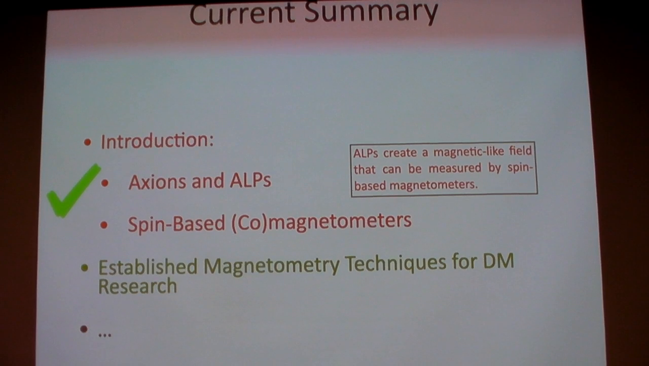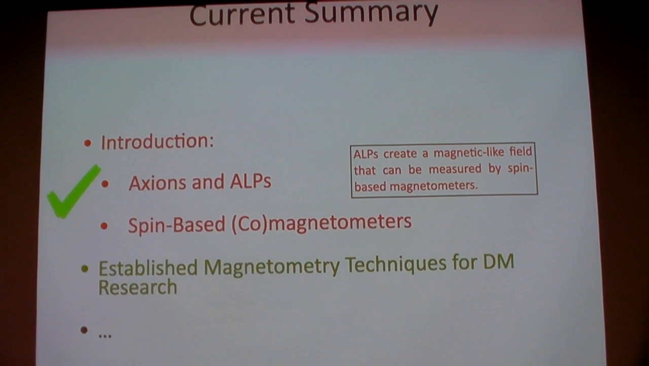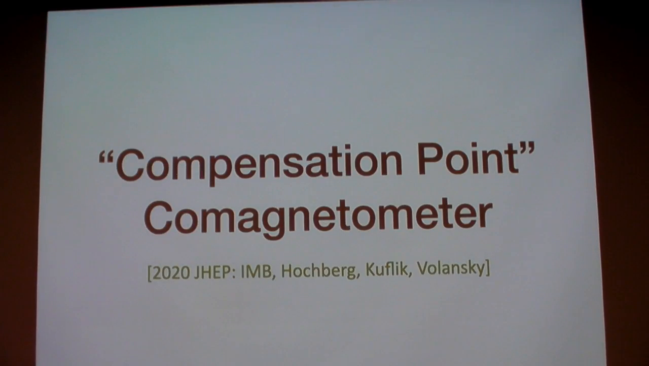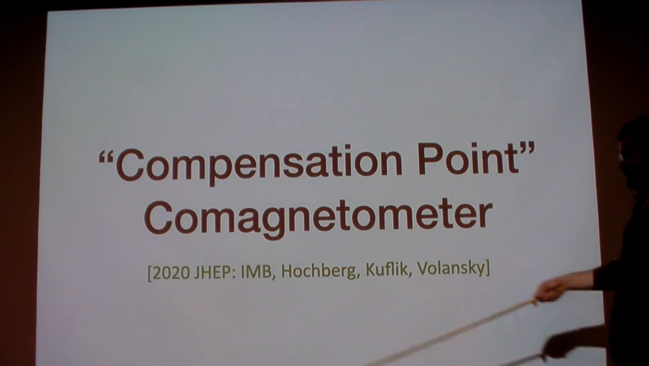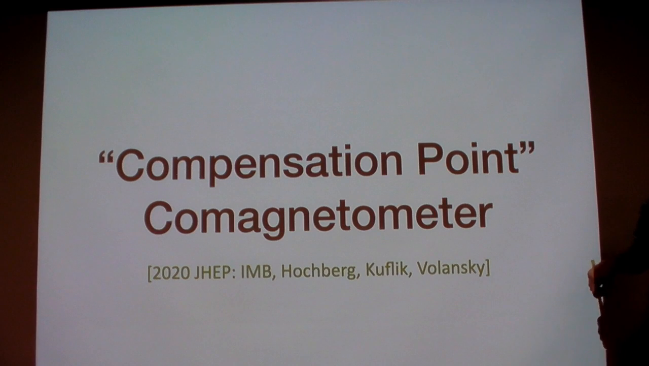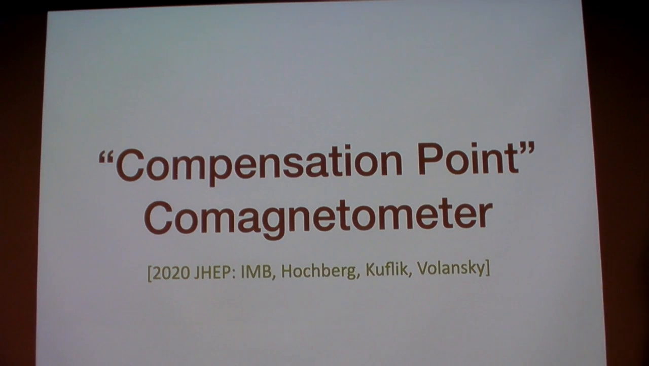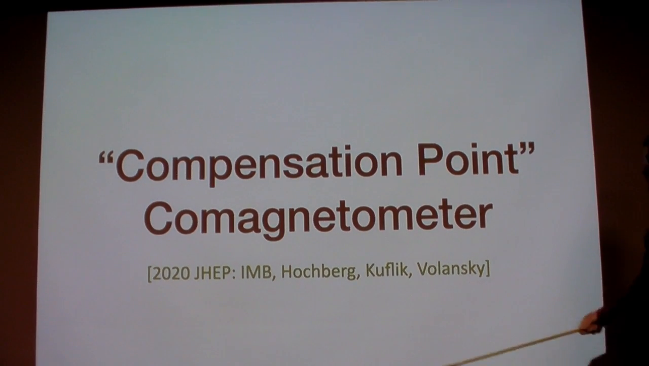And now we're going to talk about established magnetometry techniques. This is things that we didn't invent, but we just realized, oh, we can use this in order to look for dark matter, and no one realized that before. Or at least they didn't publish a paper about it. So, the first thing we want to talk about is compensation point co-magnetometer. This is a work from 2020. It was put on the archive in 2019, which is why the plot I showed you was from that period of time, because that's when we were looking at it and wondering whether we can do better.